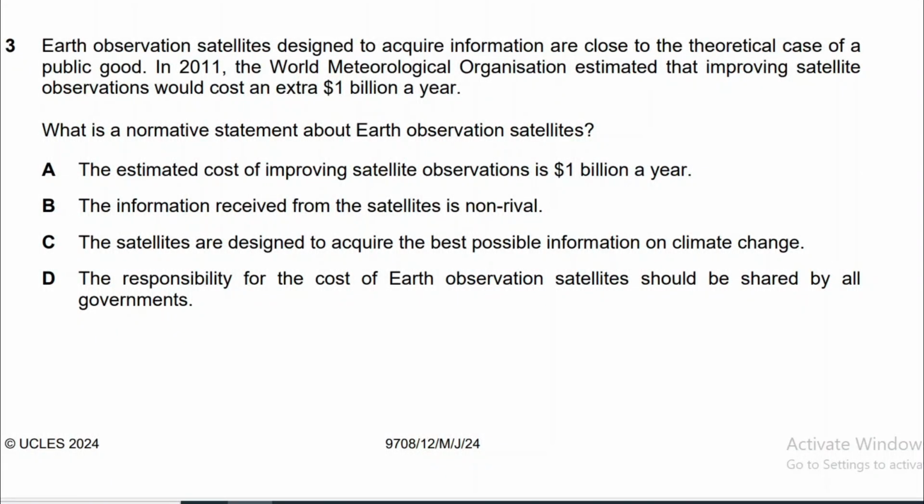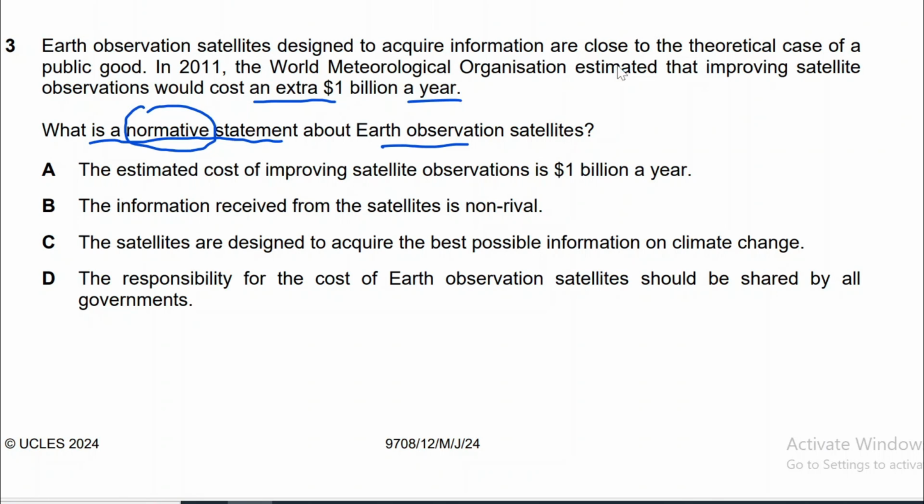Moving to question number 3, and question number 3 says, Earth observation satellites designed to acquire information are close to the theoretical case of a public good. In 2011, the World Meteorological Organization estimated that improving satellite observations would cost an extra $1 billion a year. What is a normative statement about Earth observation satellites? Okay, so normative statements are statements that are based on value judgment or opinion, and you have to find out the statement that is based on opinion.